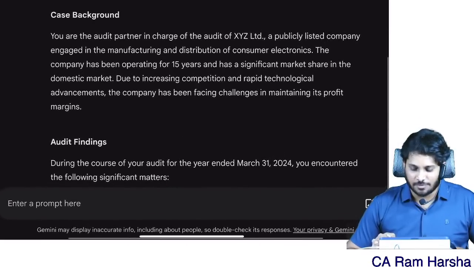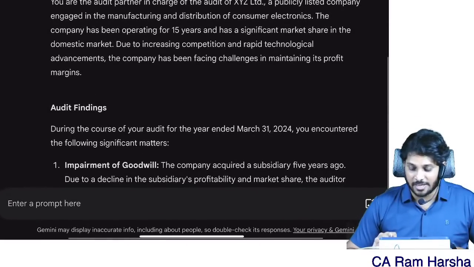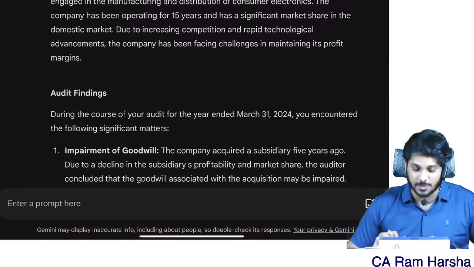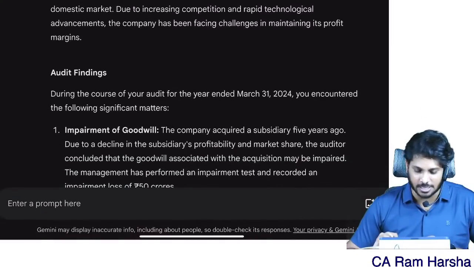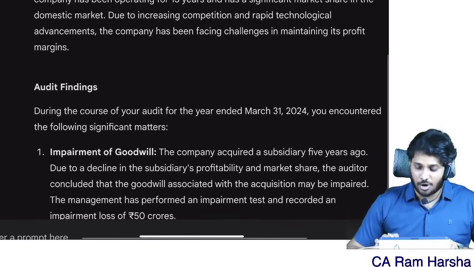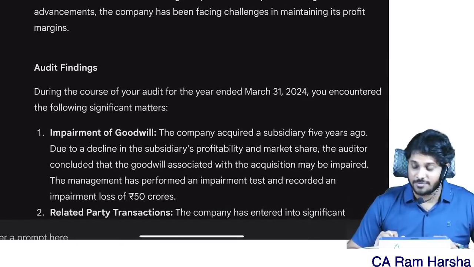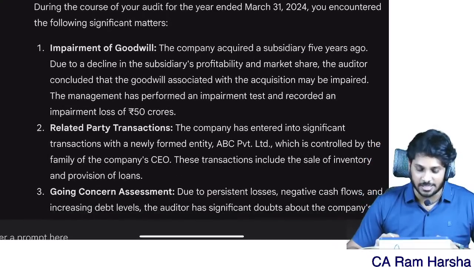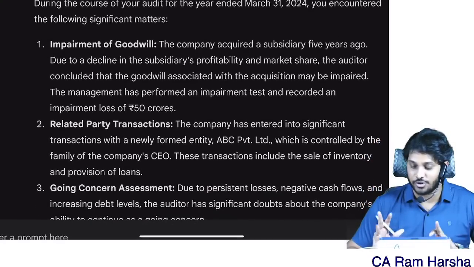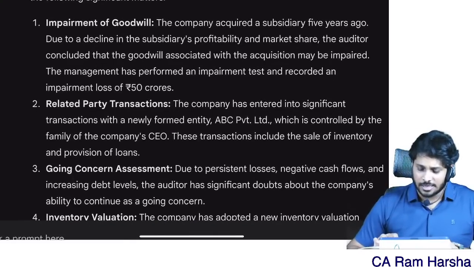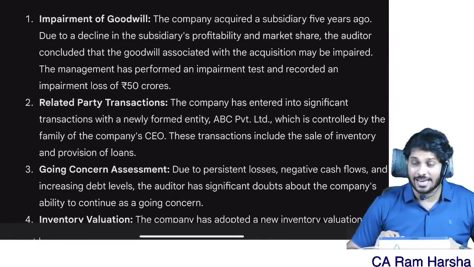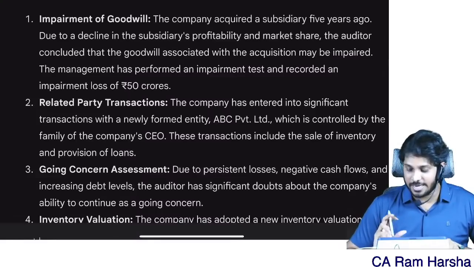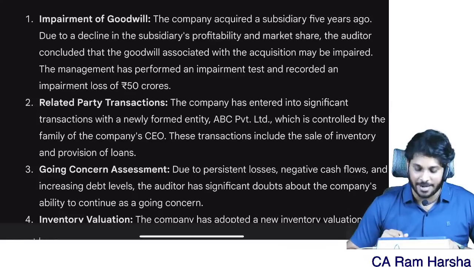You are the partner in charge of XYZ Limited, a publicly listed company engaged in manufacturing and distribution of consumer electronics. The company has been operating for the past 15 years and has a significant market share. Due to increasing competition and rapid technological advancement, the company has been facing challenges in maintaining profit margin. Findings. During the course of audit for the year ended 31st March 2024, you encountered the following. The company acquired a subsidiary 5 years ago. Due to decline in the subsidiary's profitability and market share, the auditor concluded that goodwill associated with the acquisition may be impaired. The management has performed an impairment test and recorded an impairment loss of 50 crore.